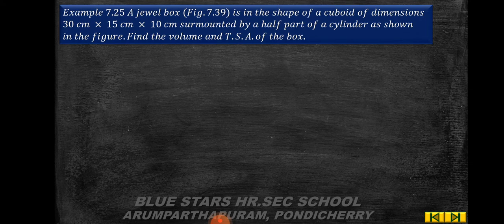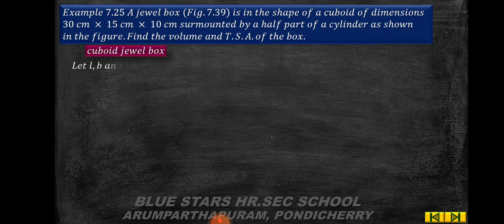Example 7.25. A jewel box is in the shape of a cuboid of dimensions 30 cm into 15 cm into 10 cm surmounted by a half part of a cylinder as shown in the figure. Find the volume and TSA of a box. That is total surface area of a box you have to find.